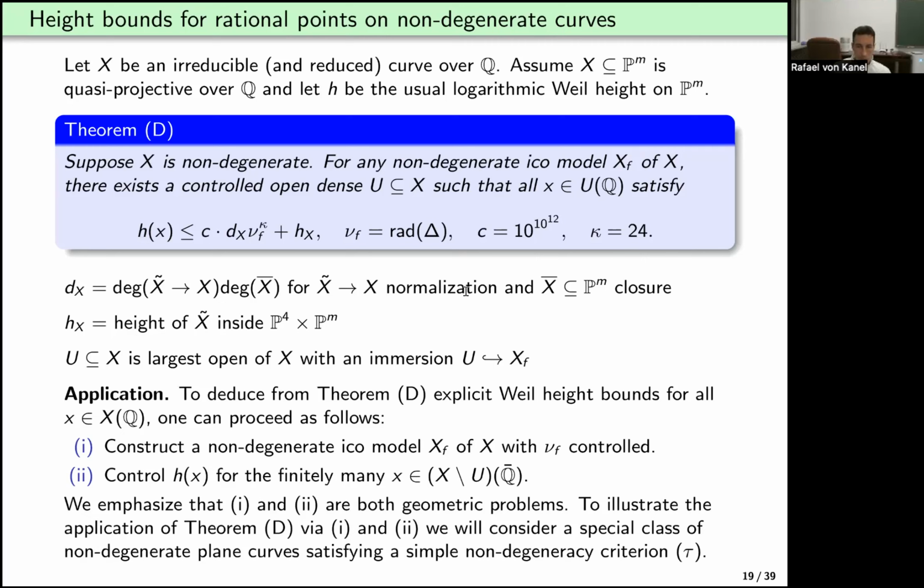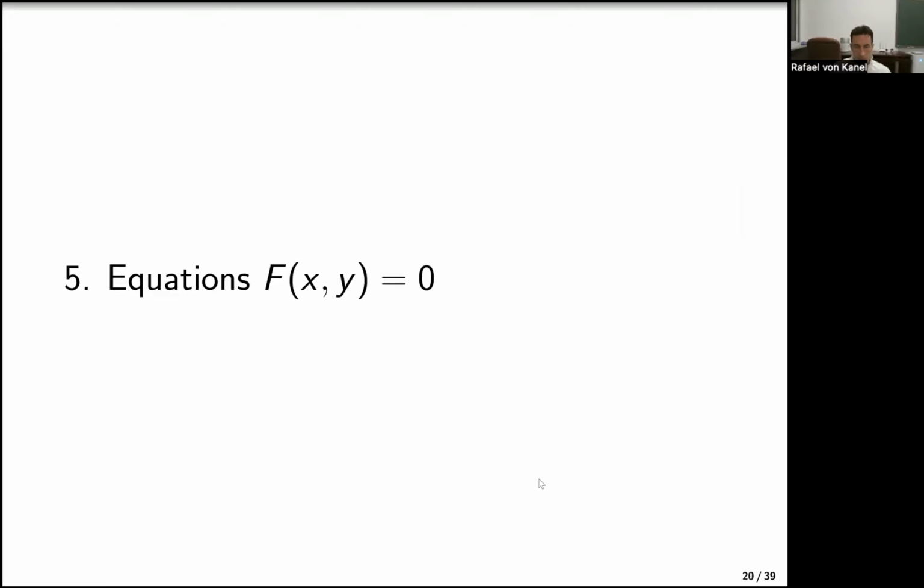And to illustrate this application of theorem D using these two points, I will next consider a special class of non-degenerate plane curves which satisfy some criterion tau. So this will be the next part. It will now be studying plane equations F(x,y) = 0. And for this, I will introduce this criterion tau. And the motivation is the following.